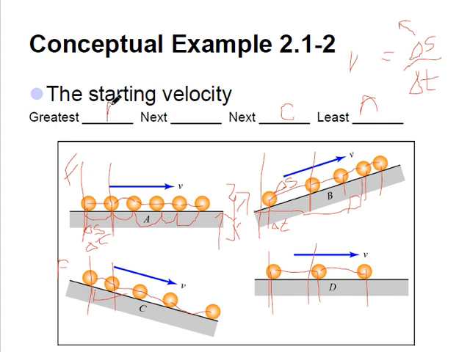So I'll go B has the greatest velocity, and then D, because this force can push that ball only up to here, which is less interval. And that's how we solve this problem.